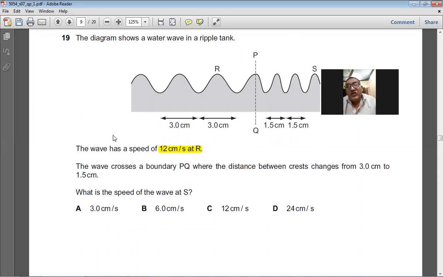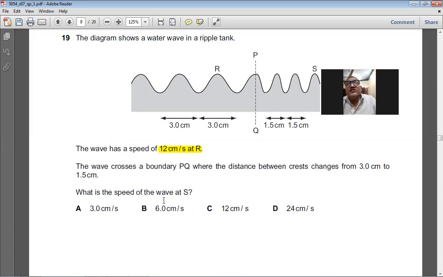V is equal to F lambda. So F will be equal to V divided by lambda. So in the first portion, I know the speed, I know the wavelength, so I can find out the frequency.